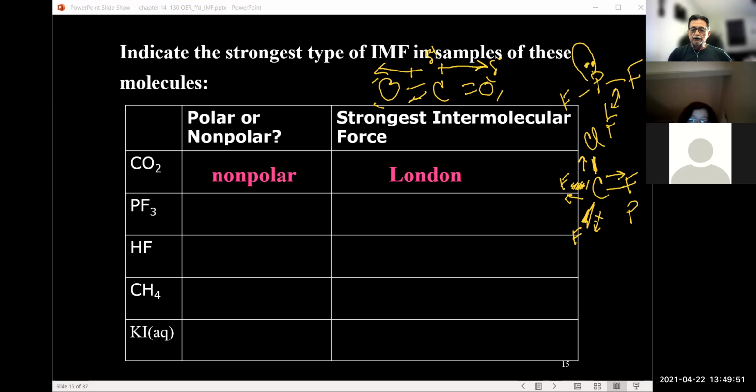Going back to PF3, we have a polar molecule. Now we have to figure out the strongest intermolecular force. It can't be London, and it can't be ion-dipole, because there are no ions involved here. So we have to decide whether it is dipole-dipole or hydrogen bonding. It can't be hydrogen bonding, because there's no hydrogen involved here. Therefore, the only other force left over is dipole-dipole. See how I went through that scenario? Figure out what is the strongest intermolecular force.